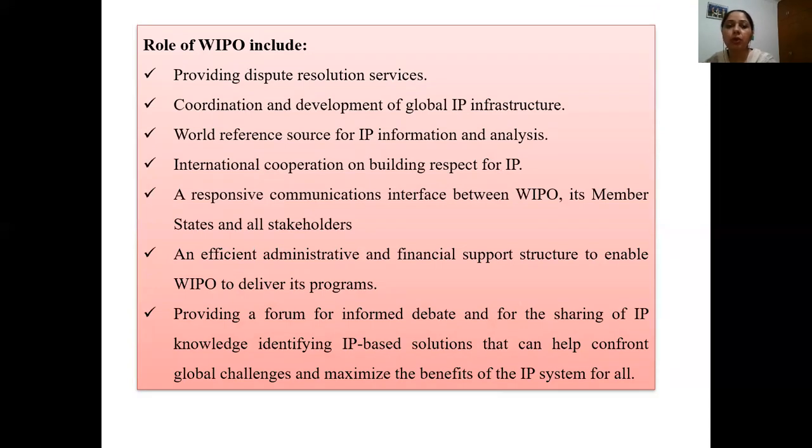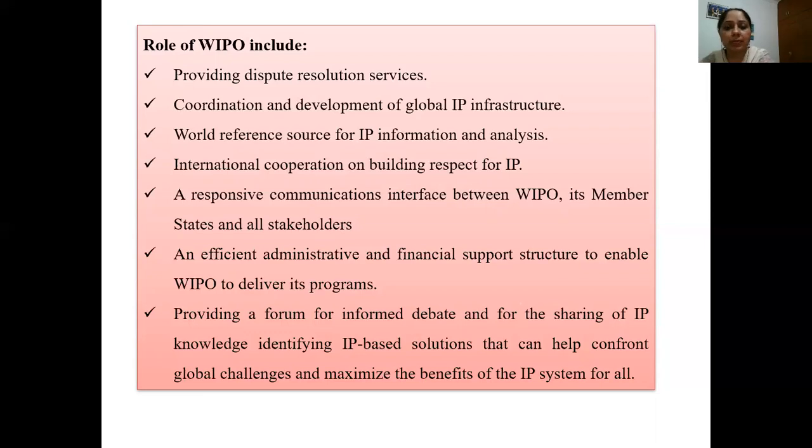Another very important role played by WIPO is to provide dispute resolution services, to coordinate, develop and further strengthen the IP infrastructure. It also provides a large number of e-learning courses, free. Anyone can register and learn, starting from basic courses to medium level courses to high level courses, so that IP information for the young people and in all the member states is strengthened. So e-learning is also provided by WIPO.